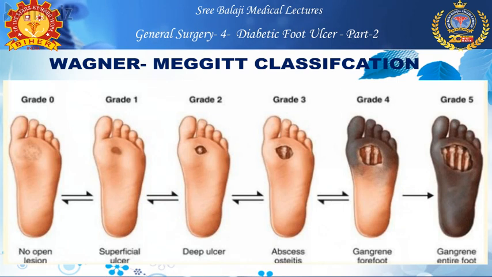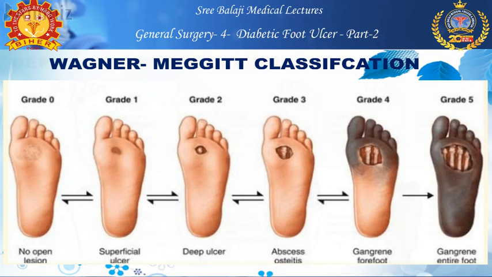So grade 0 means there is no break in the skin. That is the neuropathic ulcer, the early stage neuropathic patient with diabetes with neuropathy. Hardly will you see a callus formation, and there will be no break in the skin. Grade 1 ulcers are superficial ulcers. Grade 2 ulcers are where bones, tendon, joints are exposed. Grade 3, there will be abscess or osteomyelitis in the ulcer base.